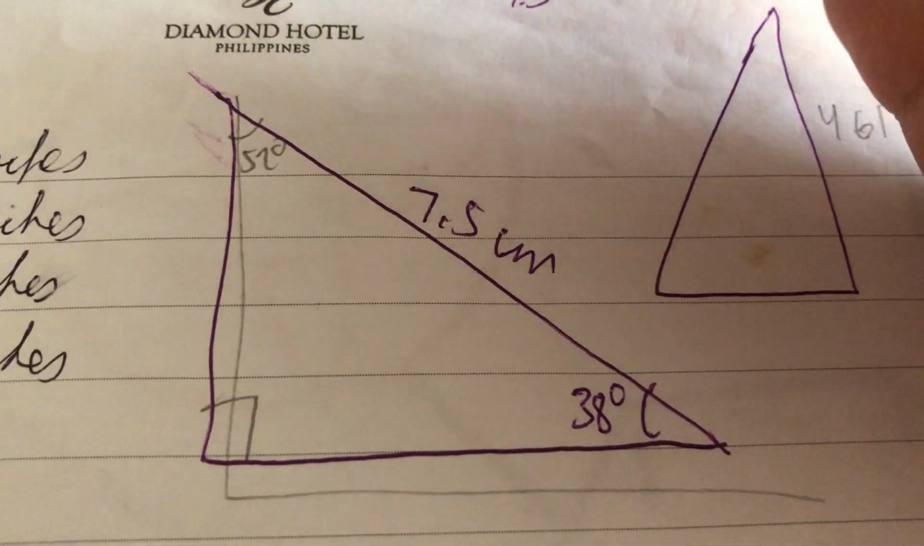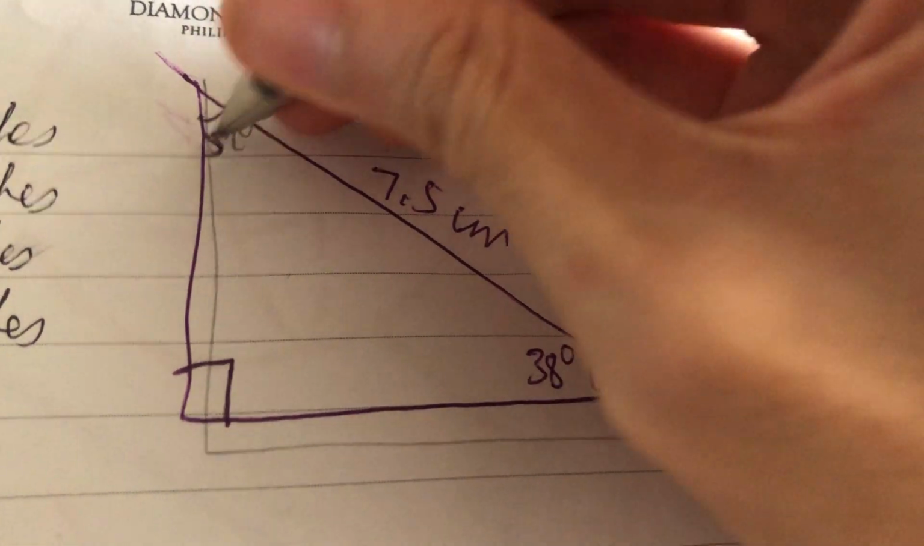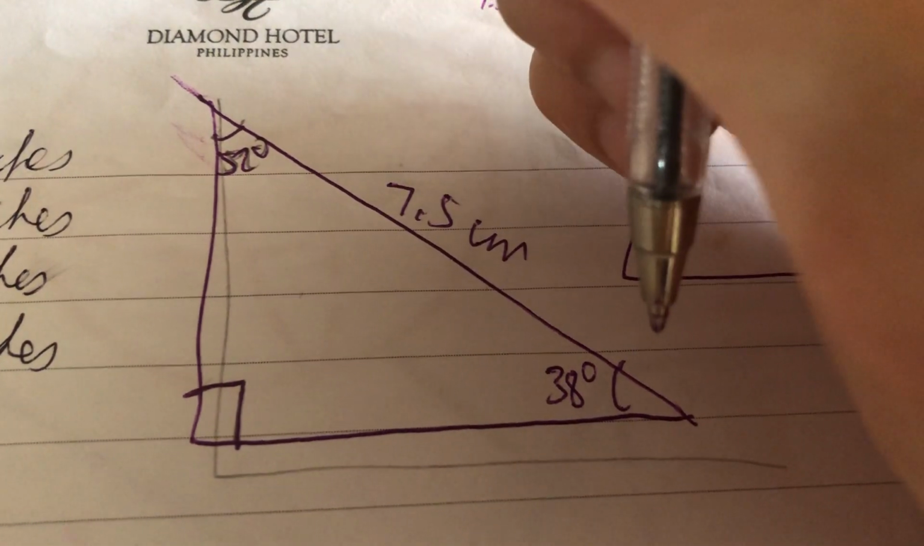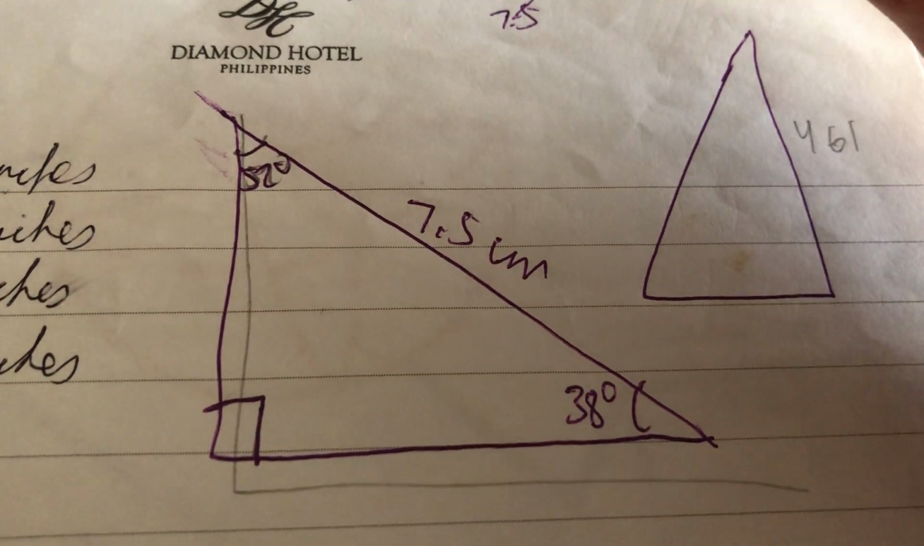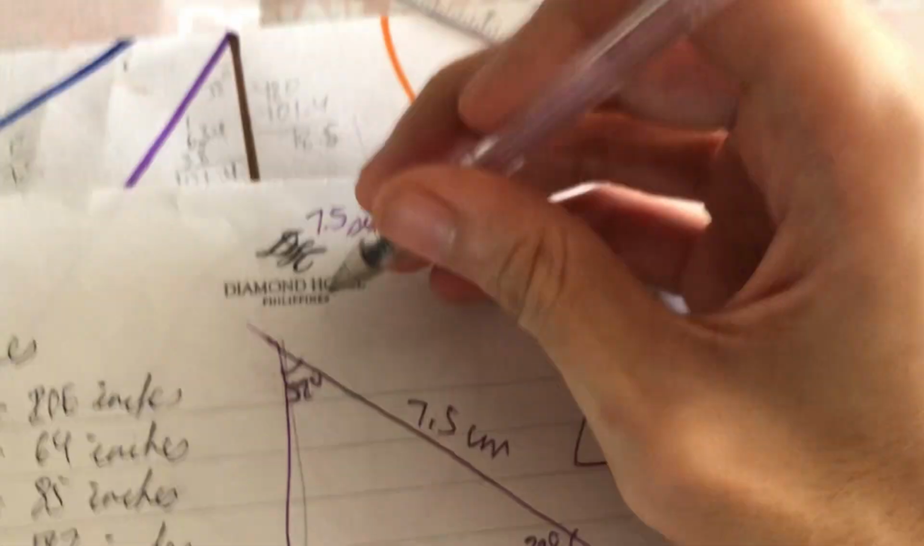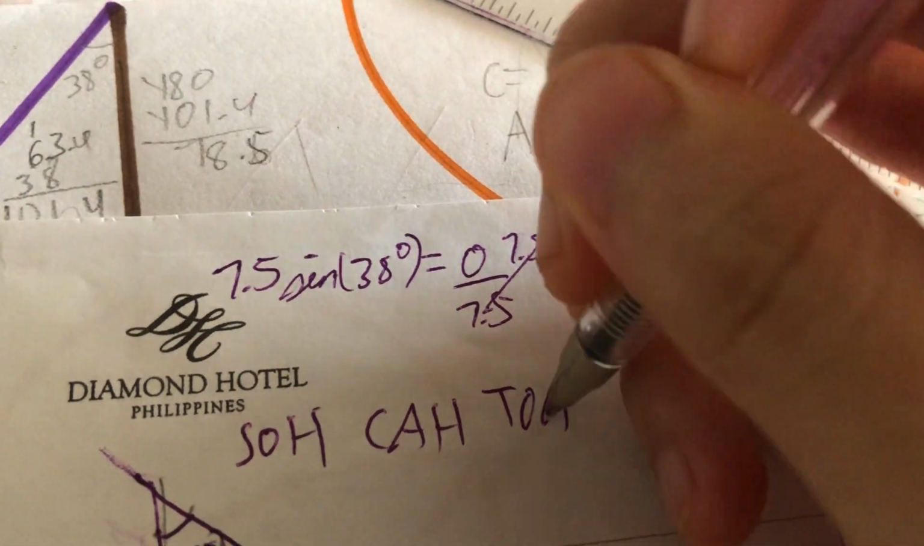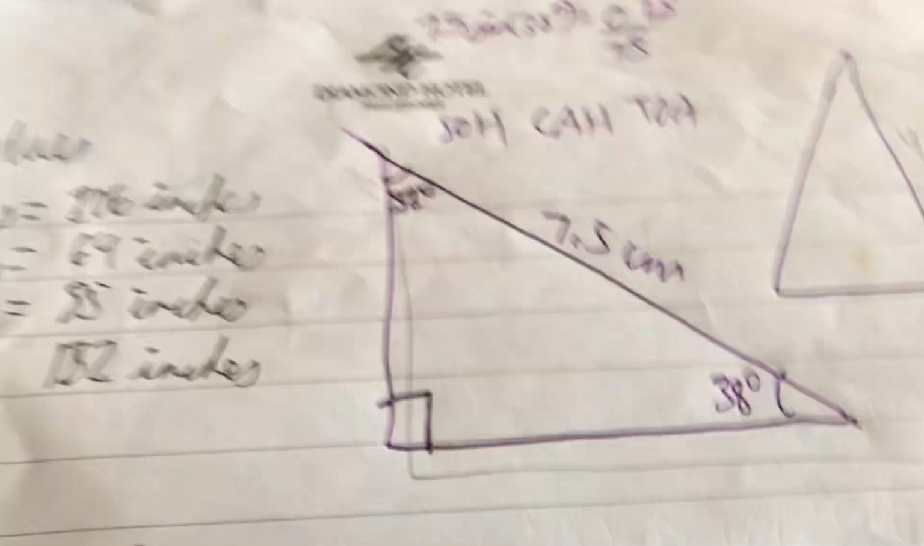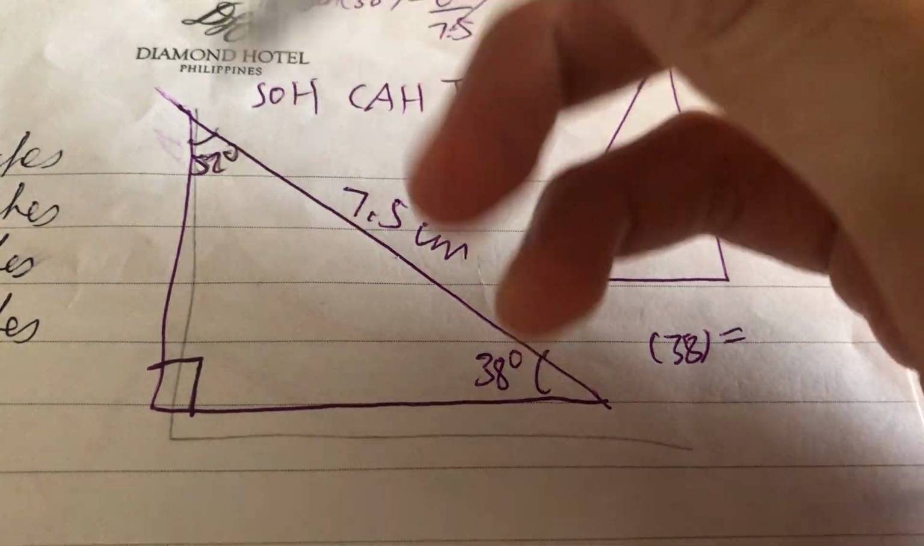Now, this is the plan. Remember that this is 90 degrees and this is 52 degrees. Okay? So this one, we need to get the measure of this. But how do we do that? This is what will happen. Remember this? SOH CAH TOA. We are given the hypotenuse and then the angle is found. So remember, we have 38 degrees. Let's say, for example, let's find the opposite.